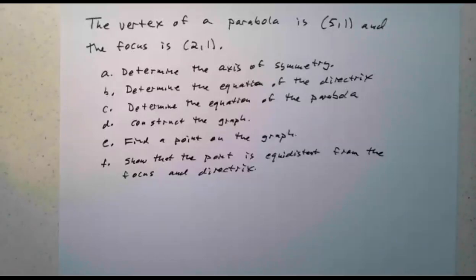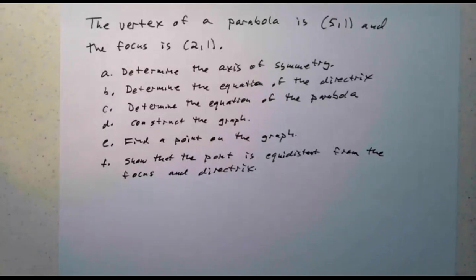Okay, this question says the vertex of a parabola is (5, 1) and the focus is (2, 1). We want to determine the axis of symmetry, determine the equation of the directrix, determine the equation of the parabola, construct the graph, find a point on the graph, and show that that point is equidistant from the focus and directrix. So let's go ahead and go to Desmos and visualize this.